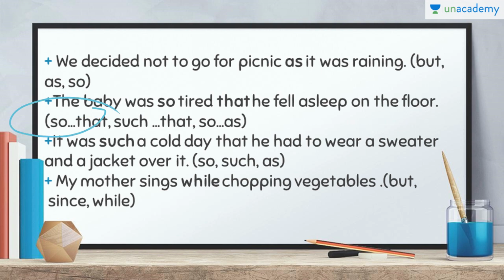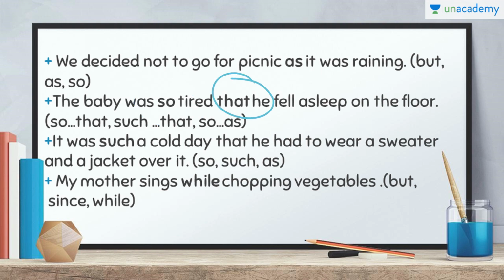So that, such that, so as. Here we are comparing the heights of tiredness, or maybe we can say the level of tiredness was extreme. So this level or this extremity, when we are explaining, we use the word so to tell that extremity, and then along with so we will use that.